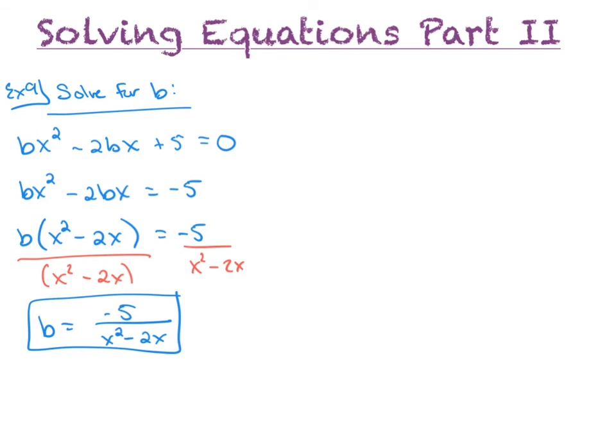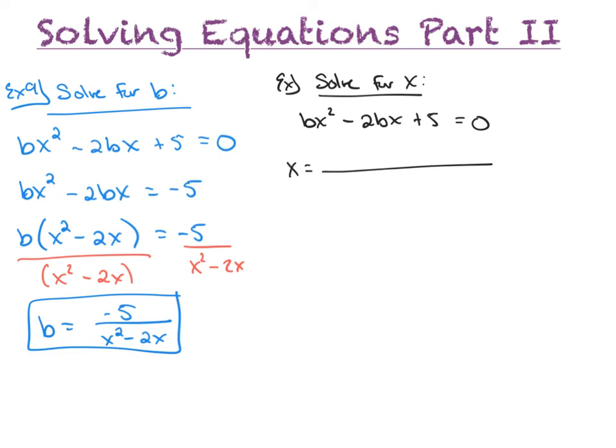Okay, I do want to do one last equation. I want to solve for x, bx squared minus 2bx plus 5 equals 0, so you can tell the difference. So solving this one for x, this will need the quadratic formula because I have no idea how to factor this with those b's and the 2 and the 5. So in the quadratic formula, the a would be the first coefficient, b. B would be the negative 2b, and c would be 5.